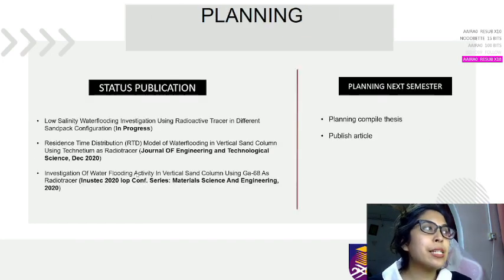For the publication status, low salinity water flooding investigation using radioactive tracer in different SANDPACK configurations is still in progress, waiting for the second reviewer. For the residence time distribution RTD model of water flooding in vertical sand column using technetium as radio tracer, I am the second writer. And for the investigation of water flooding activity in vertical sand column using gallium 68 as radio tracer, I am also the second writer and it has already been published. For next semester, I am planning to compile the thesis and also publish an article.